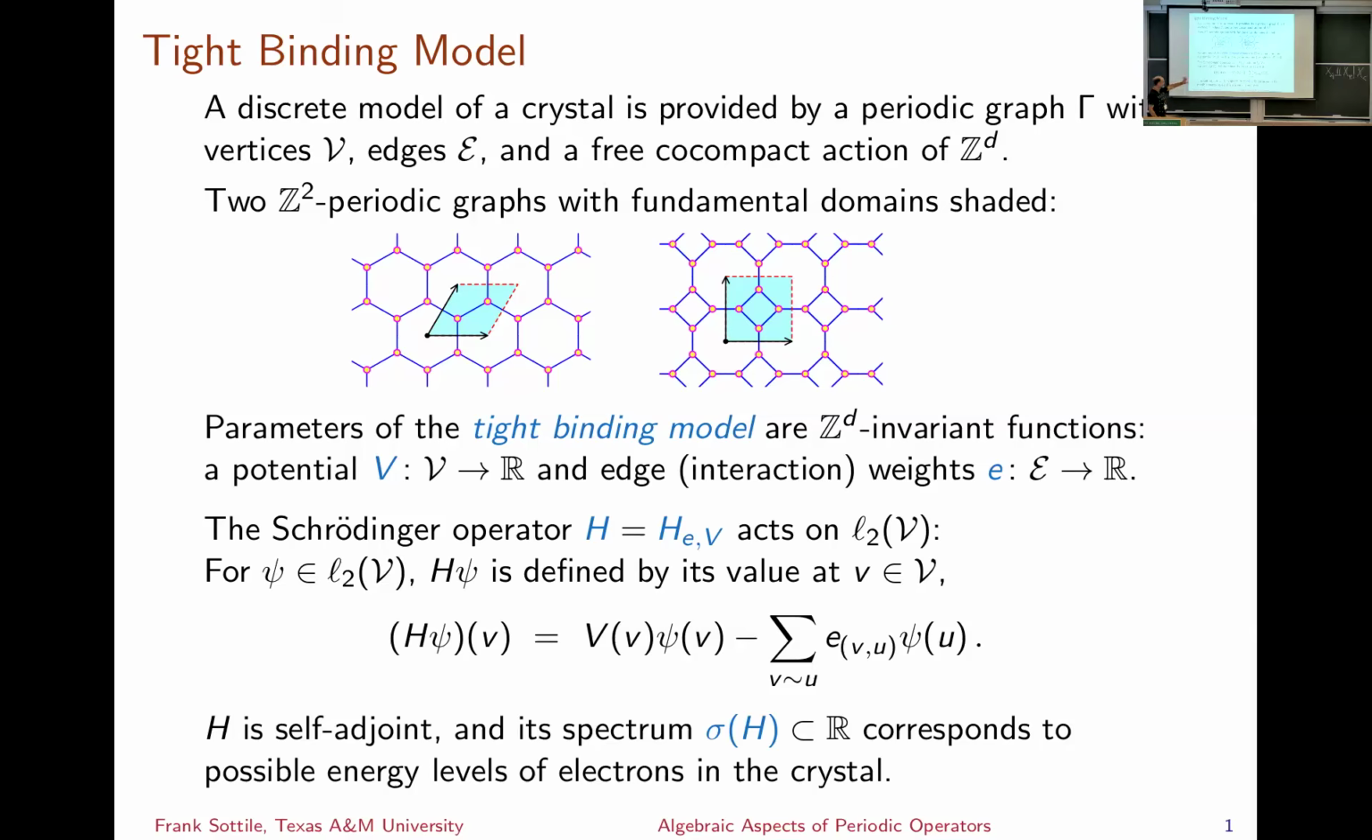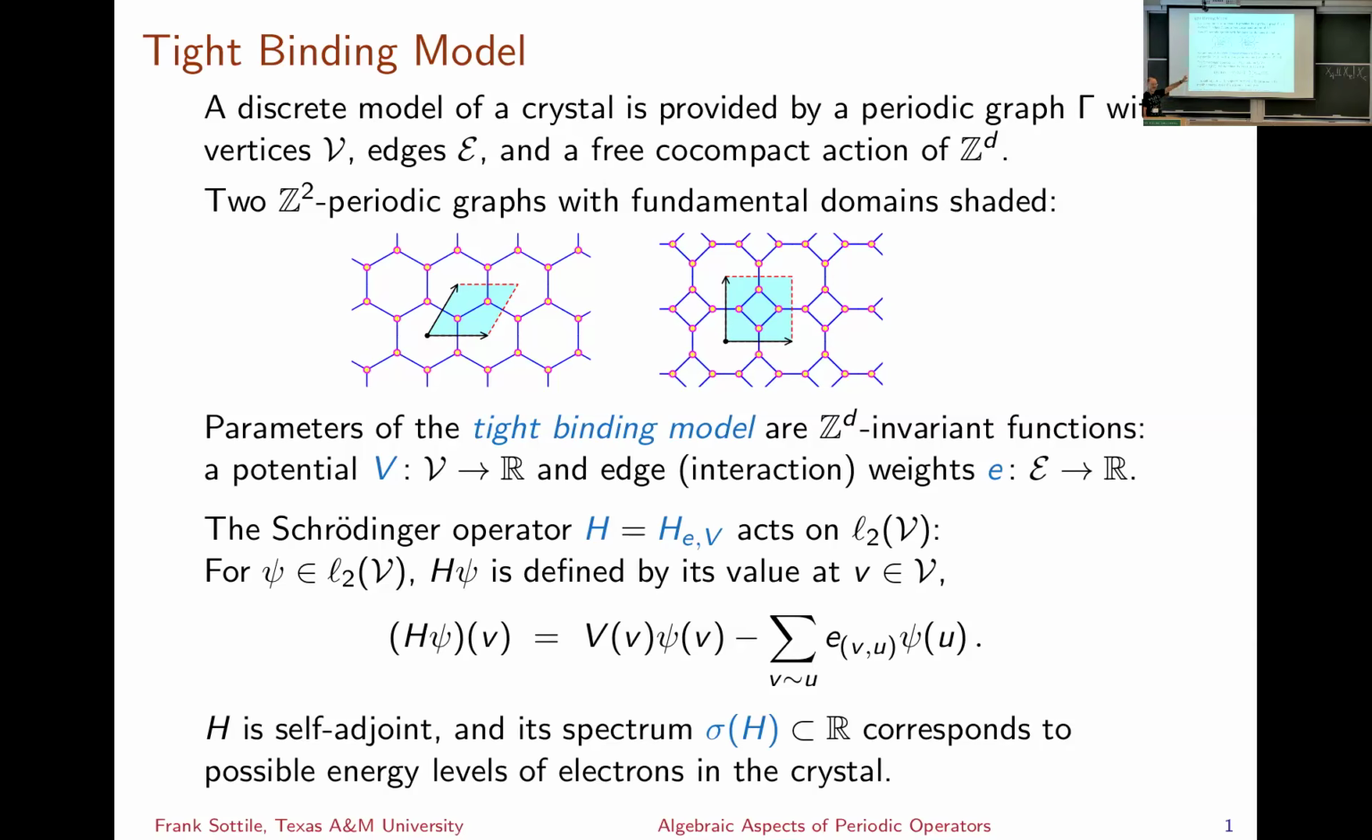Now this is self-adjoint. Because you have a basis of the functions at V, the delta functions, this is self-adjoint with respect to that pairing on the L2 space, and its spectrum on the L2 space is a subset of the real numbers because it's a self-adjoint operator, and this corresponds to possible energy levels of an electron in the crystal in this model. And in this situation they are intervals in R.